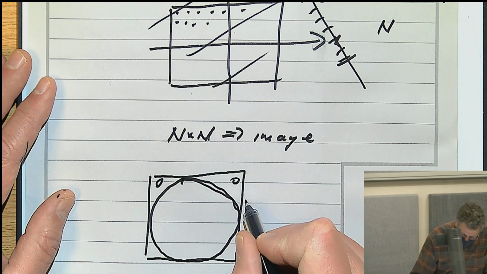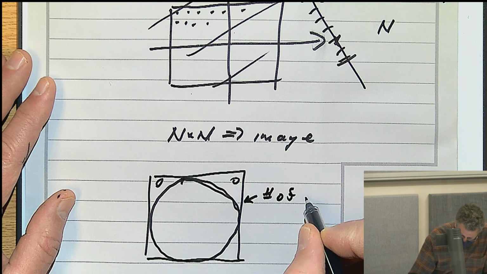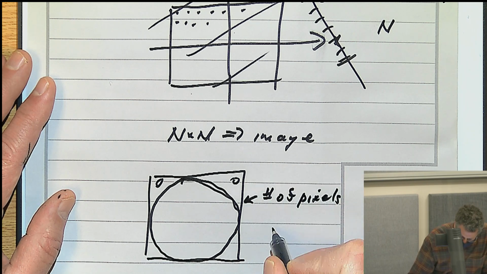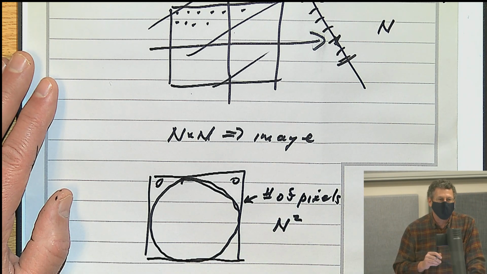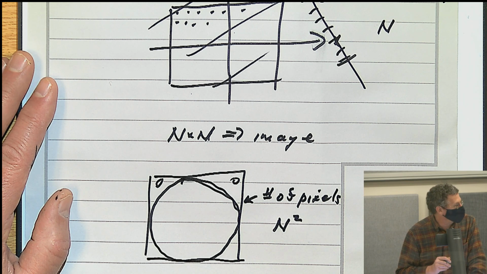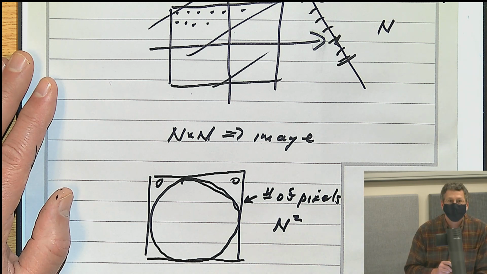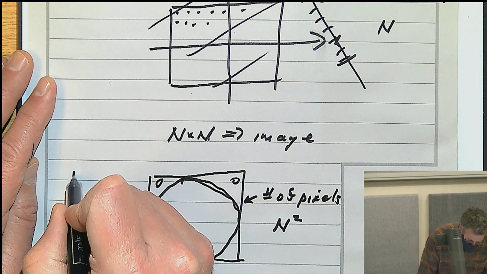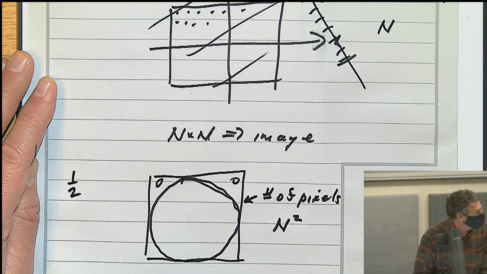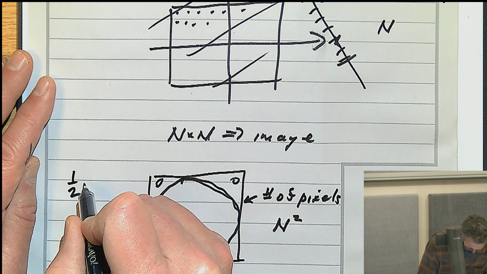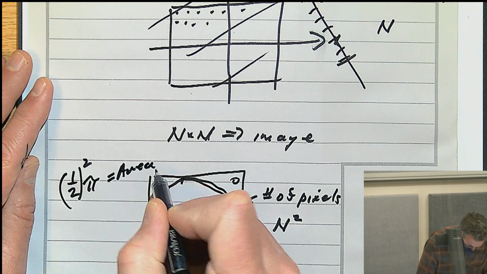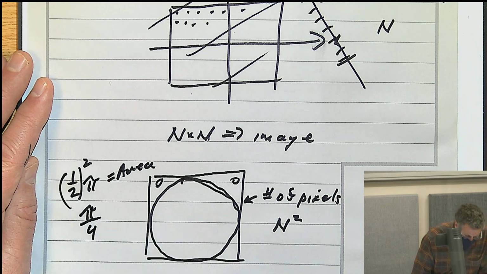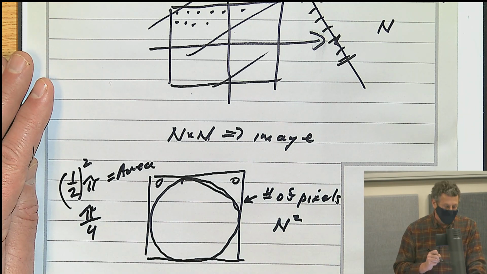So the number of pixels is going to be n squared, but it's not quite n squared because the area of the inscribed circle is less than n squared. What is the area of the inscribed circle? I should know this. So it would be like 1/2. What's the area of a circle? Pi r squared, right? So it's pi times 1/2 squared. So it's going to be pi over 4, right?